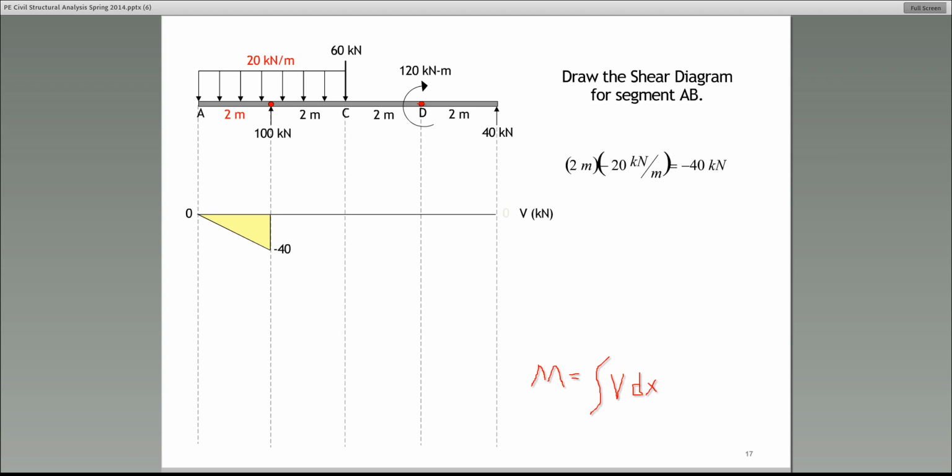Now, what about shear? In order to get the shear diagram, we need to integrate the load diagram. All right, like this.